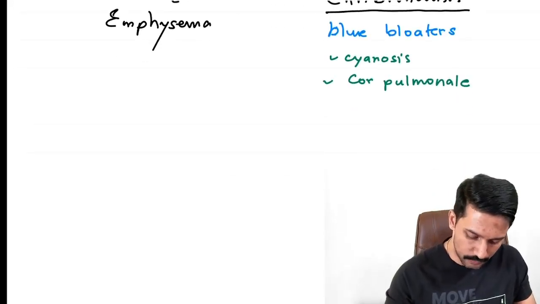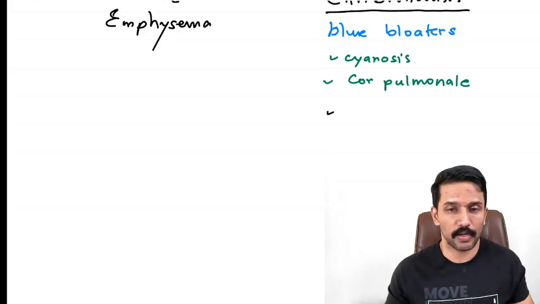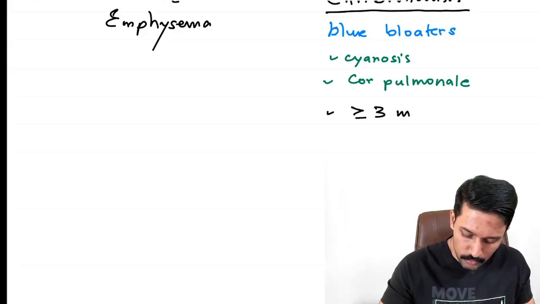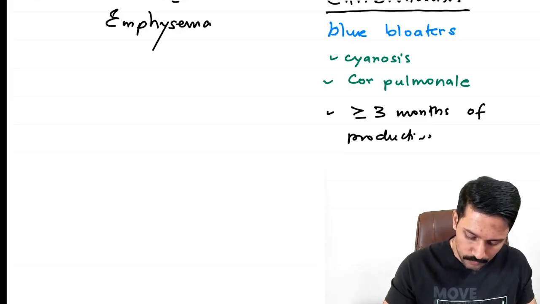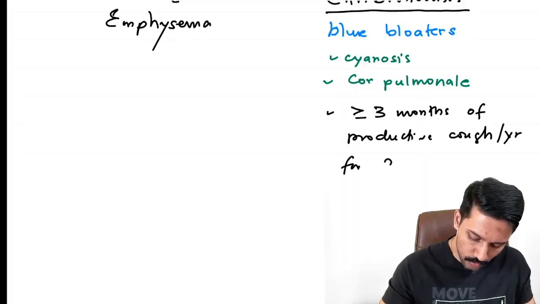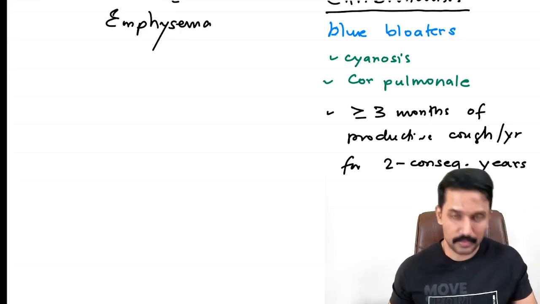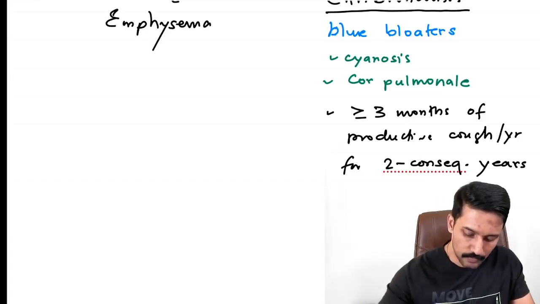And in these patients, how do you recognize that this patient is having chronic bronchitis? If there is history of smoking, more than or equal to 3 months of productive cough per year. 3 months of productive cough means cough with sputum per year for 2 sequential or consecutive years. That's how we define chronic bronchitis.